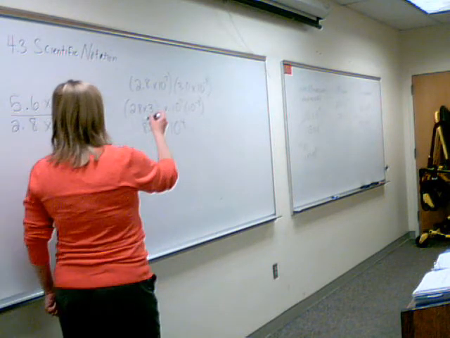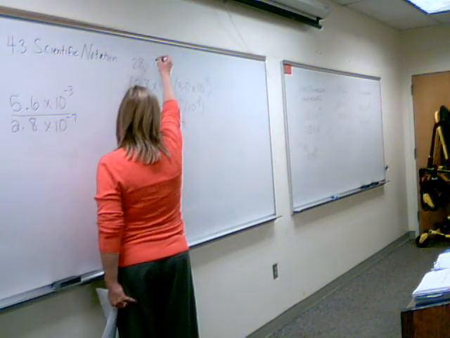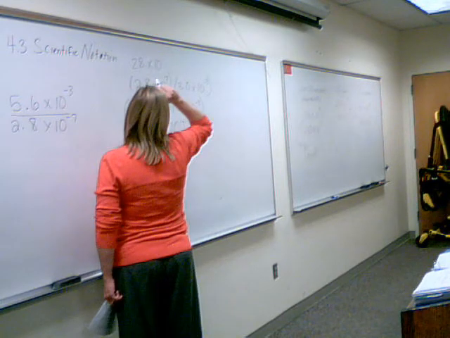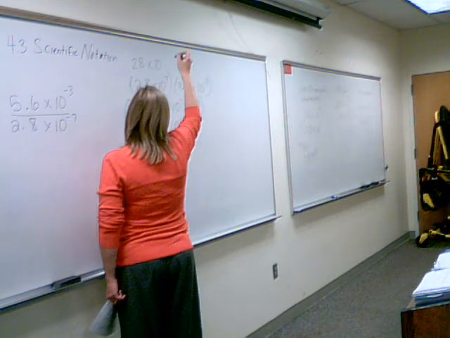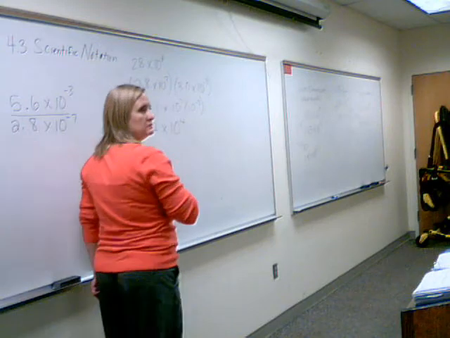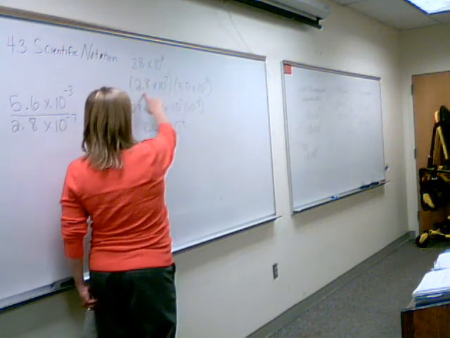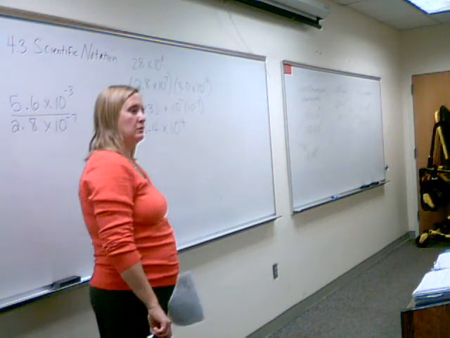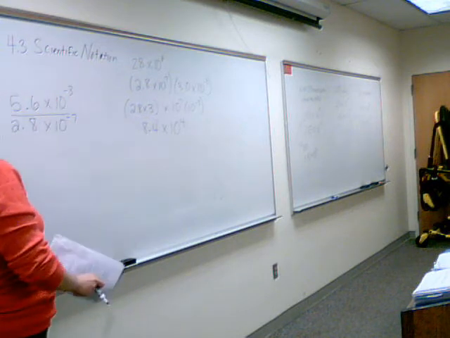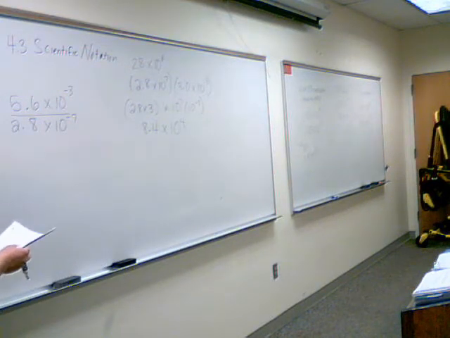So if this had started out as 28 times 10 to the 6, then I'd want to change it to 2.8 times 10 to the 7 before I started. That's a real good question.